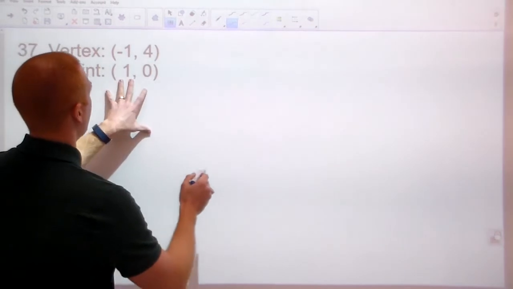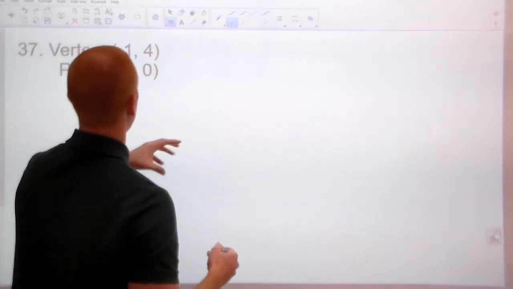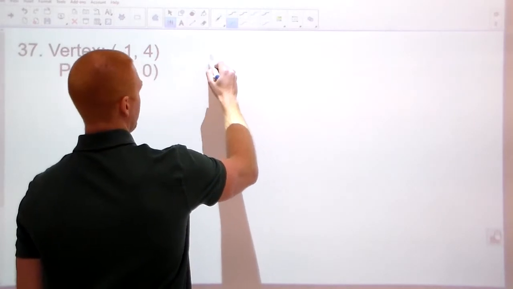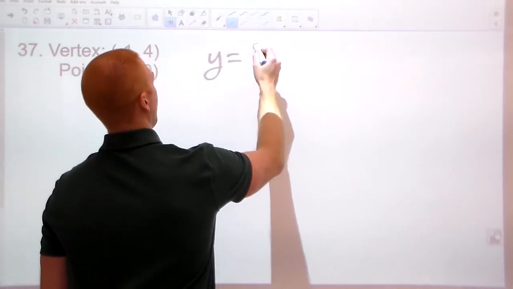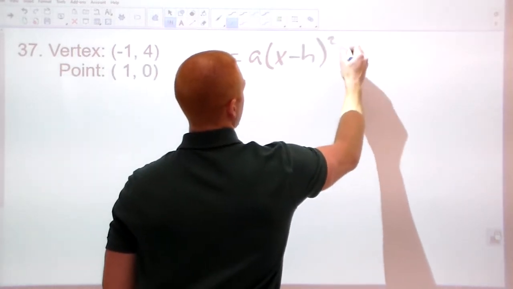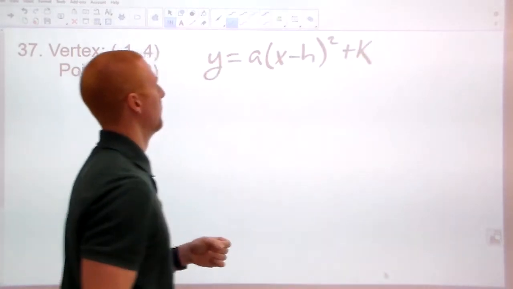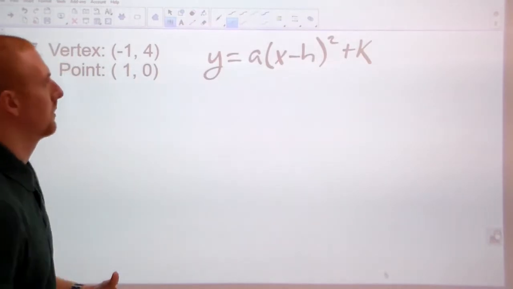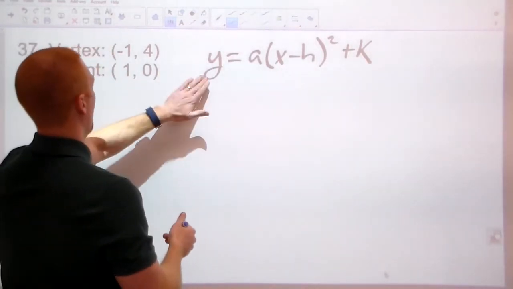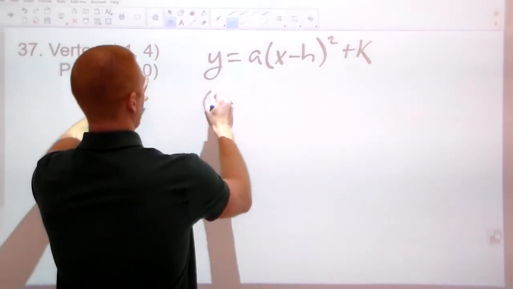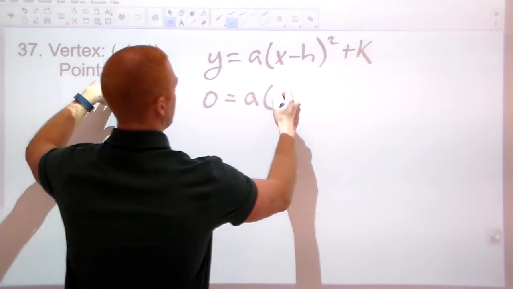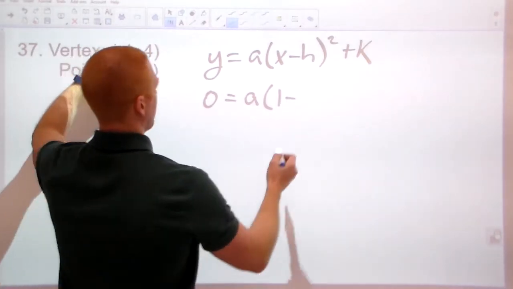So where I would begin with this type, you're supposed to come up with the equation. So I would start with a general equation for a parabola. y equals a(x minus h) squared plus k. That's your standard form. Let's put in what we do know, because pretty quickly you're going to see you know almost everything here. So for a y coordinate, well, I've got a point with a y coordinate. I don't know a, but I've got a point with an x coordinate. h is the x coordinate for the vertex.